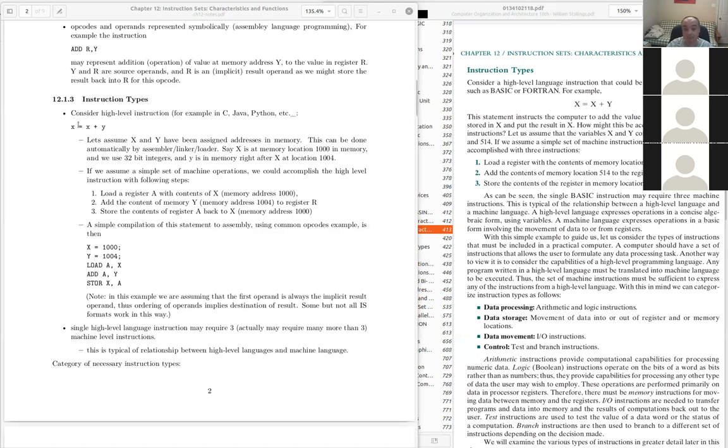To perform a high level addition like this in assembly, you'd have to do something like, let's say we have a single register A, or a single accumulator called A.